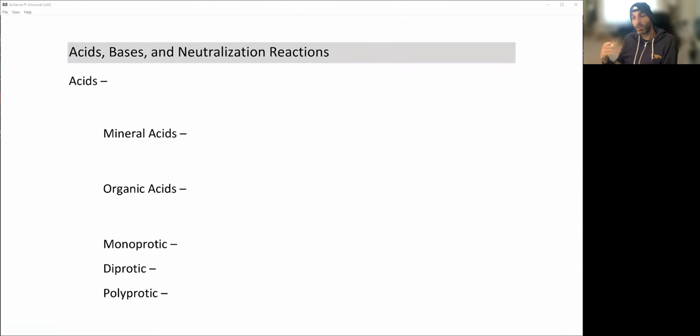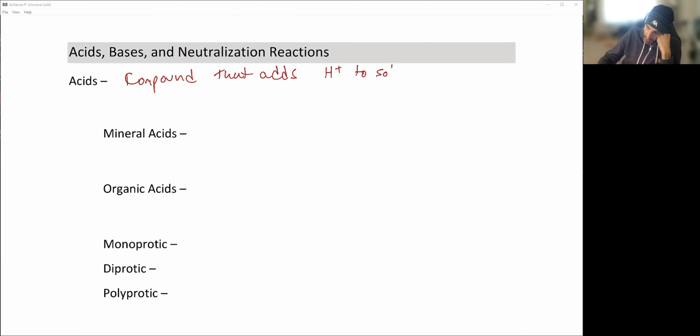Okay, so that's precipitation reactions, and now let's take a look at acid, base, and neutralization reactions. So it's pretty much the same thing in terms of a metathesis reaction, but we have to kind of talk about what acids and bases are. So acids are a compound. There's a bunch of different definitions, and we're going to get into this a little bit more. A compound that adds H+ to solution is a decent definition. This is the Bronsted-Lowry definition, but adds H+. So anything that has H out front is going to be an acid.